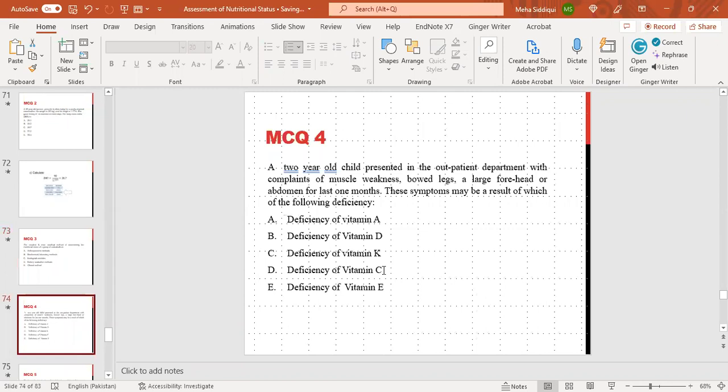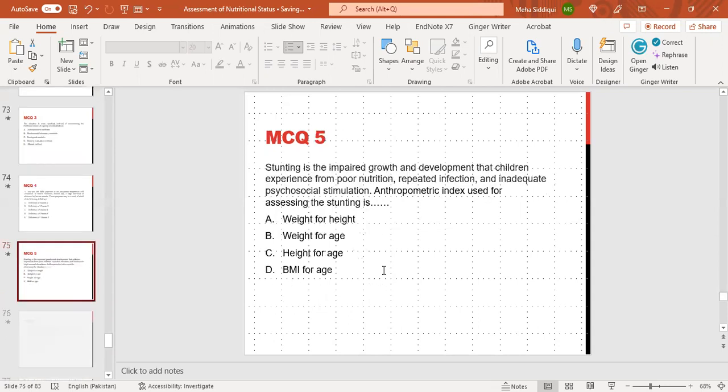MCQ number 4. A 2-year-old child presented in the OPD with complaints of muscle weakness, bowed legs, large forehead, and abdomen for the last 1 month. These symptoms may be a result of which of the following deficiencies? Vitamin A, vitamin D, K, vitamin C, or vitamin E? Vitamin D deficiency. Yes, D is the right option.